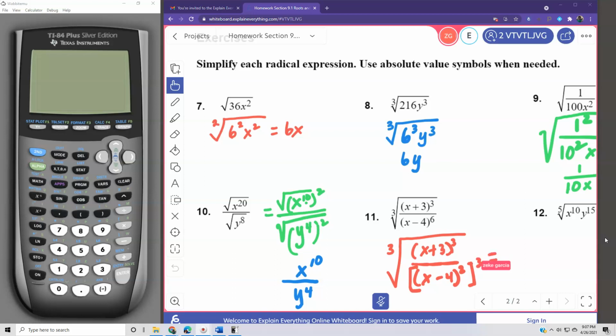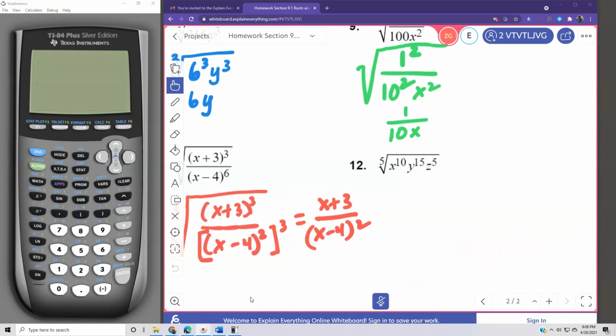So what happens when you get the cube root of x plus 3 raised to the 3rd power? It's going to be x plus 3. And what happens when you get the cube root of x minus 4 raised to the 2nd power, that's raised to the 3rd power? It's going to be x minus 4 raised to the 2nd power.